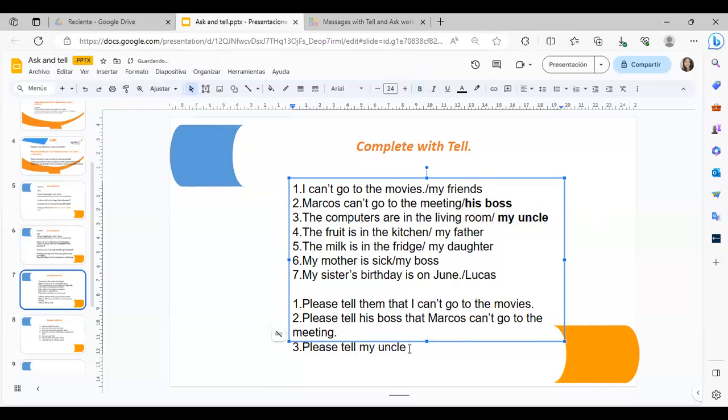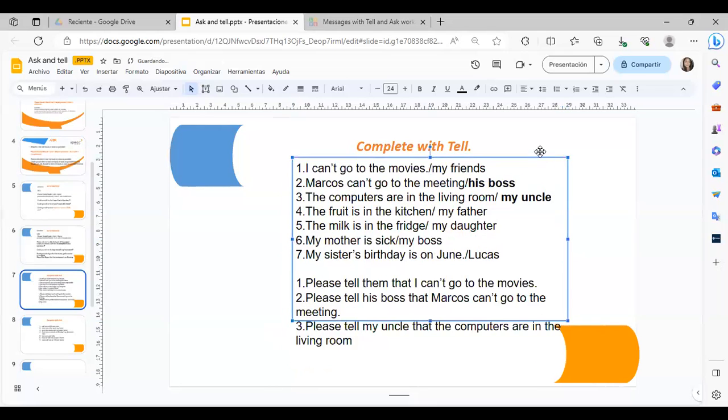The computers are in the living room. That the computers are in the living room. Very good. So yeah, there we have it. Thank you, Fermin. Okay, let's continue with number 4.